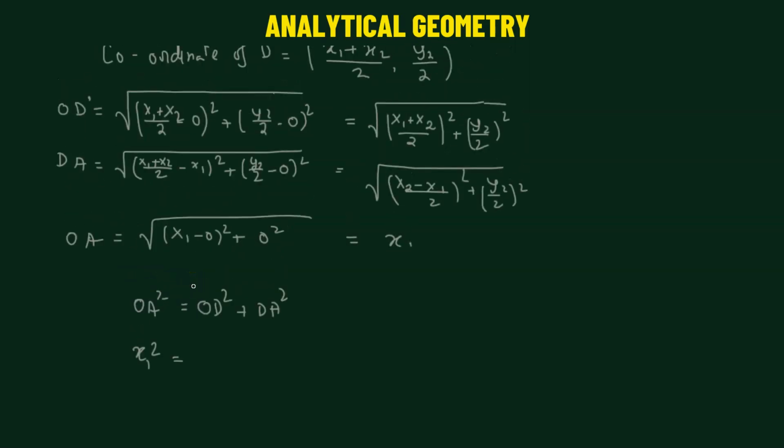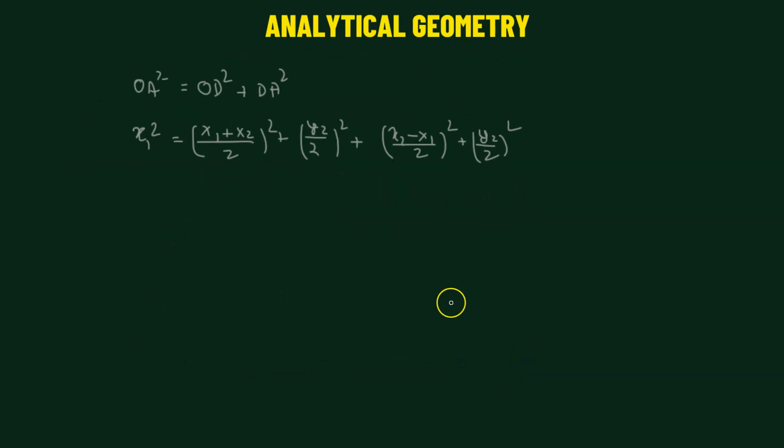And now we have to use the value OD squared. So this is the OD squared value: ((x1 + x2)/2) whole squared added to (y2/2) whole squared. Then we add it to DA squared. So that's ((x2 minus x1)/2) whole squared plus (y2/2) whole squared.